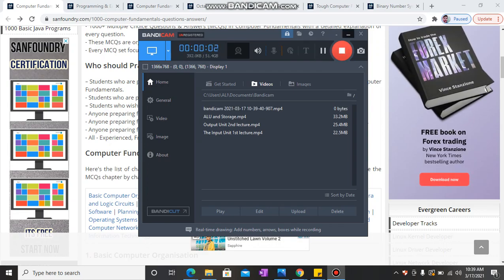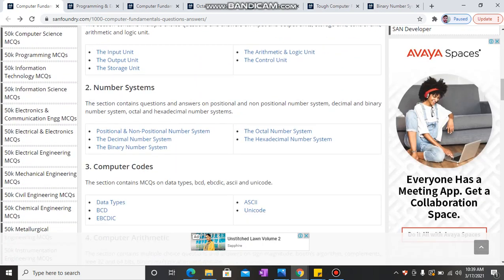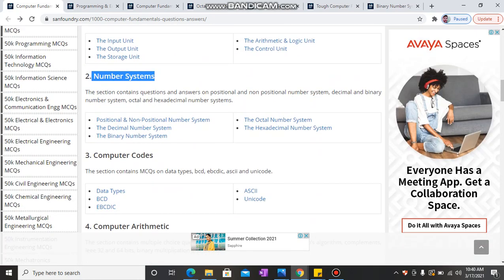Hello everyone. Today we are back with something new, and the topic that we are going to cover is number systems. Most of the time we might have heard that we have different types of numbers, like positional and non-positional, and decimal, octal, binary, hexadecimal. So today, more specifically, we will be looking at them. Let's get started.